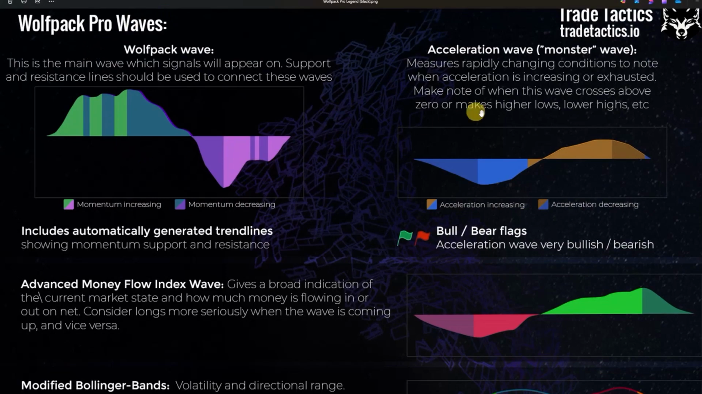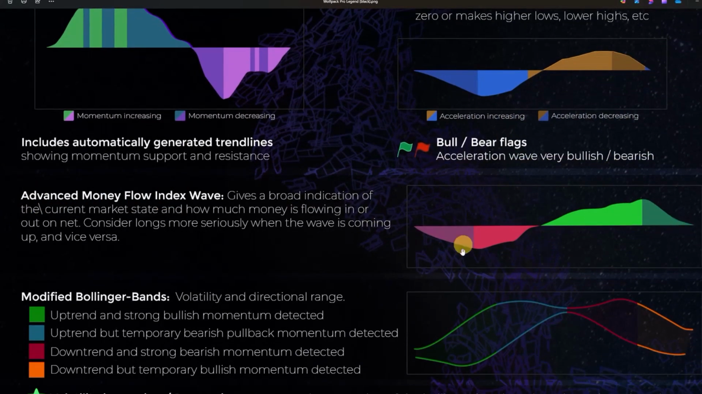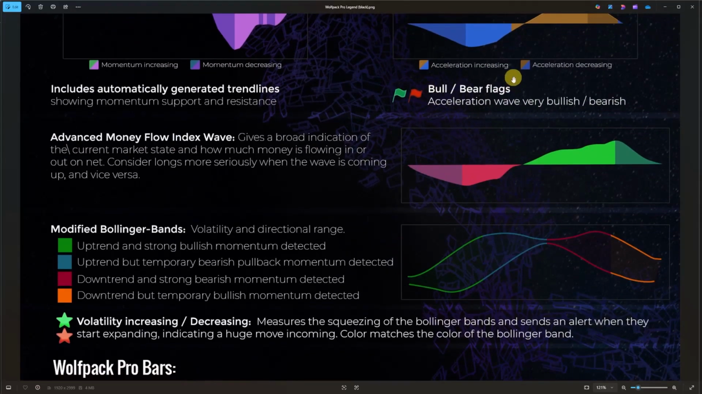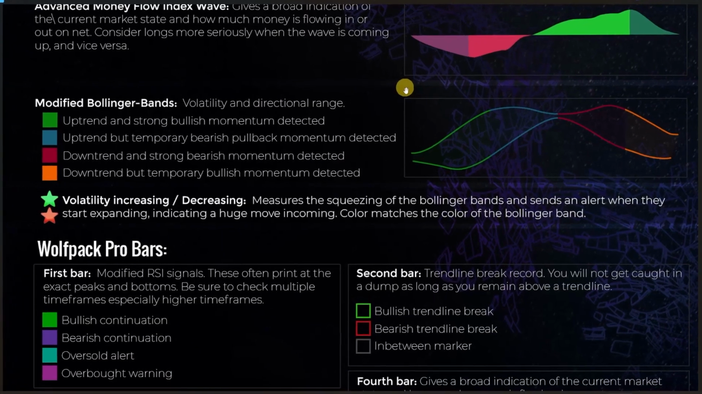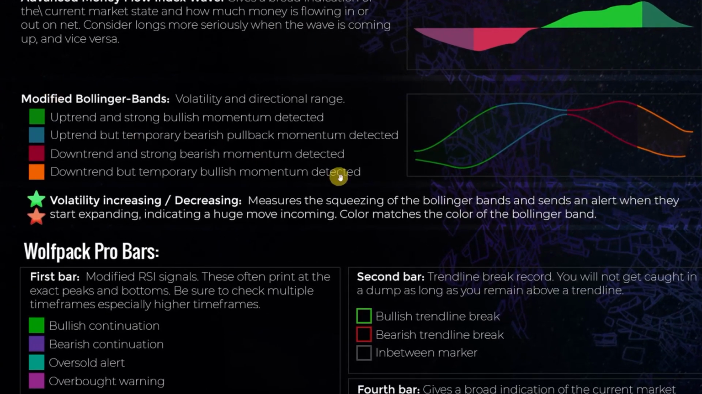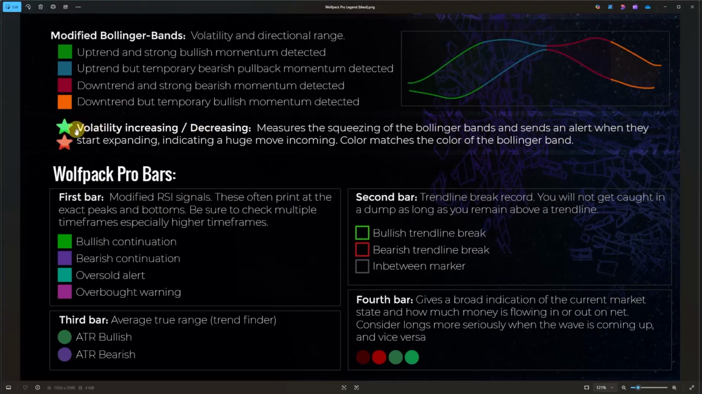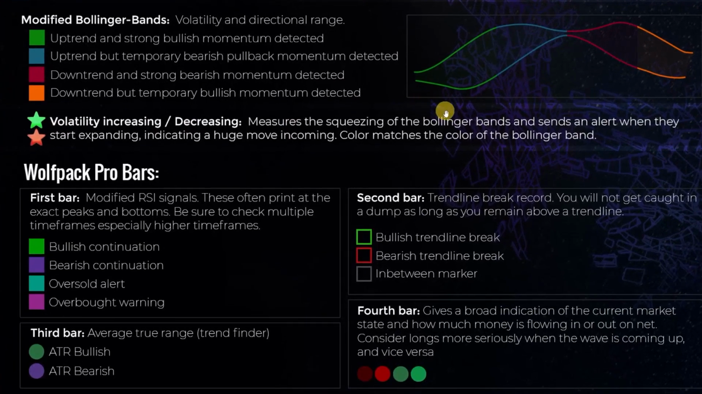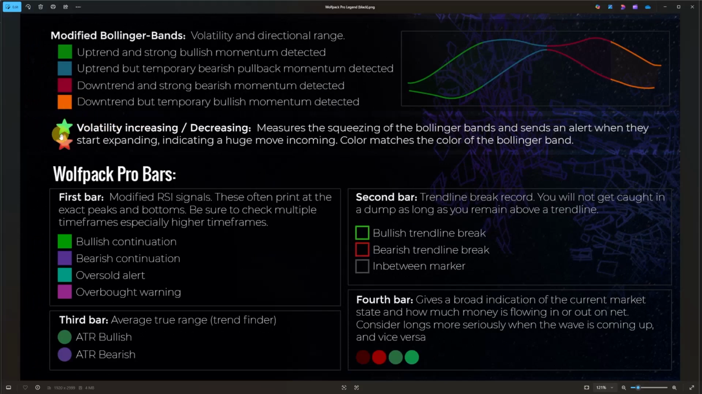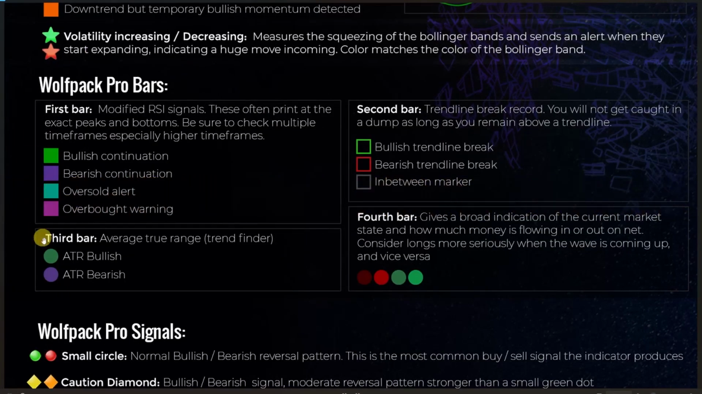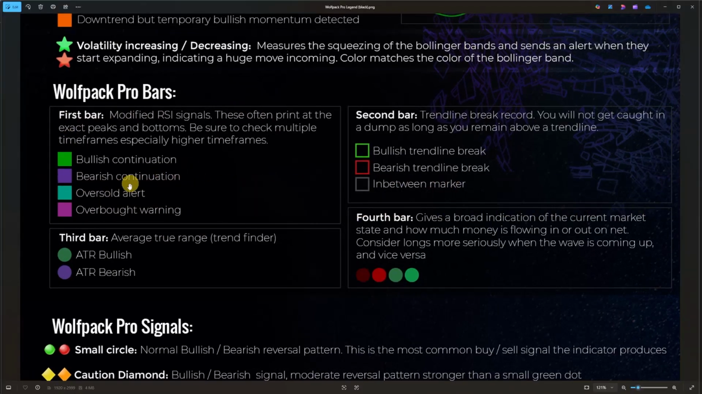We have the Wolfpack wave, the acceleration wave, the money flow index wave. We have the bull and bear flags that we've gone through. We've got the modified Bollinger Bands, and we also have these volatility increasing and decreasing signals that you can set alerts for on the Bollinger Bands. So when they start to expand rapidly, they show a lot of volatility in the market. And so they can capture those really big moves so you won't miss. One of the earliest signals on the indicator is the RSI boxes. This is the meat and potatoes of the RSI.